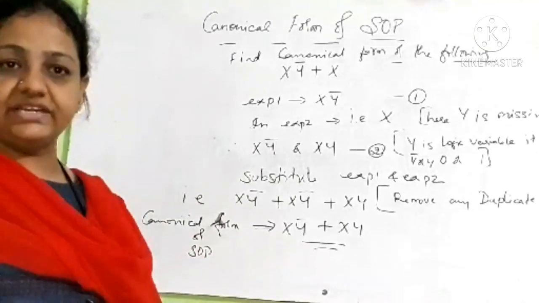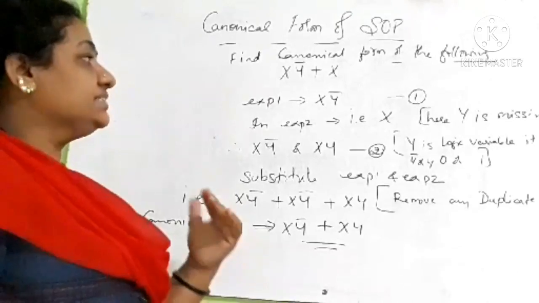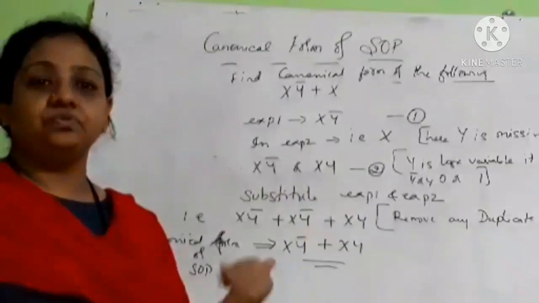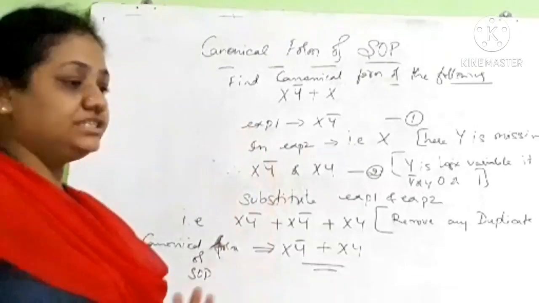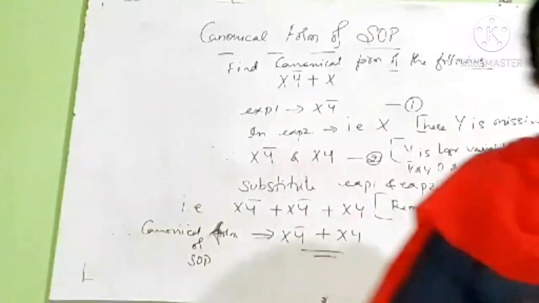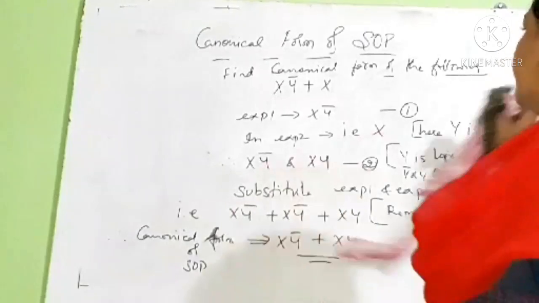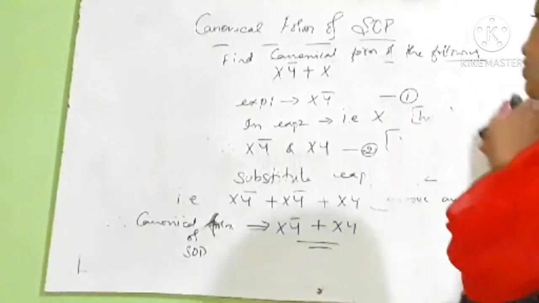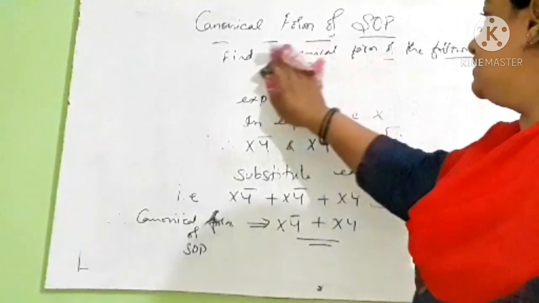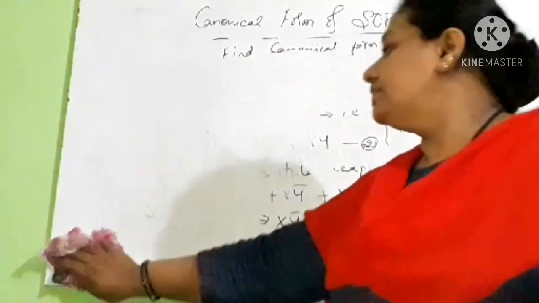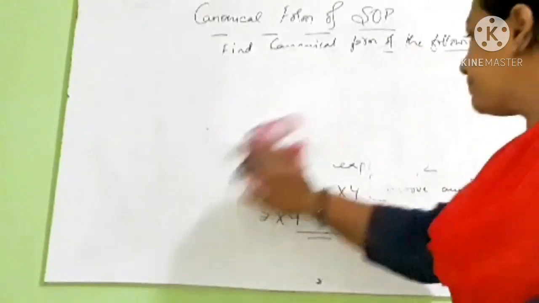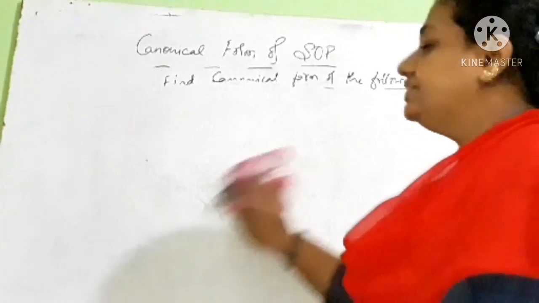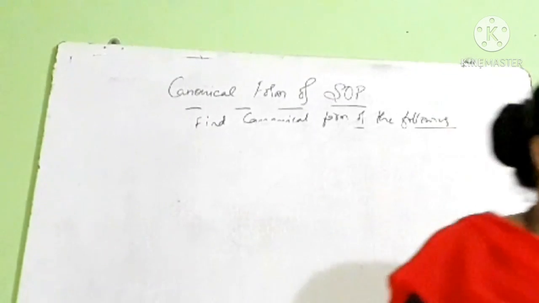Let us take one more example and try to find the canonical form of SOP for the given expression. So find the canonical form of the following expression. Let me take another expression and try to find the canonical form of SOP.